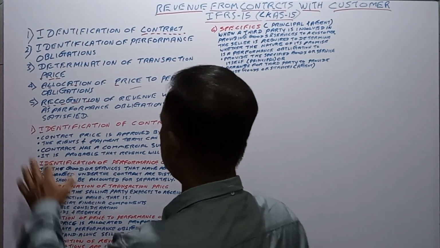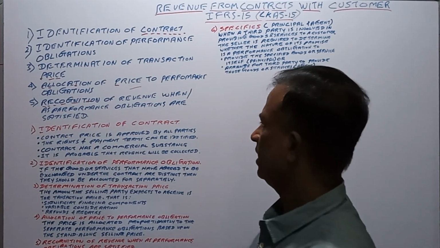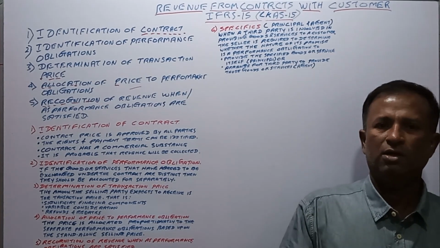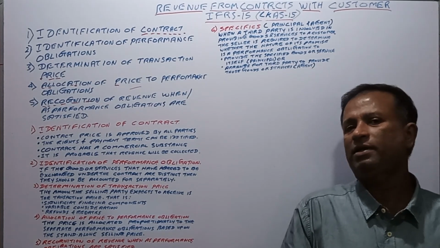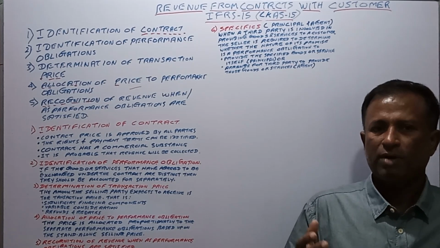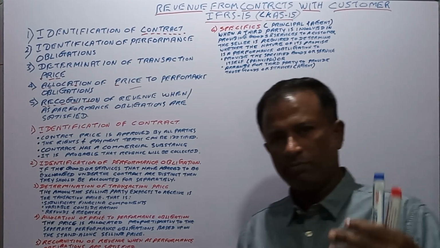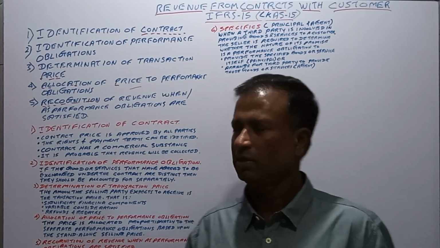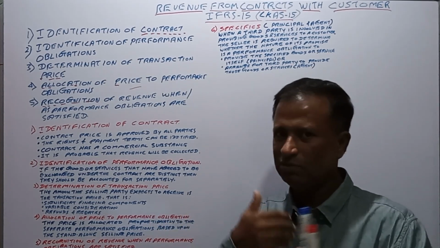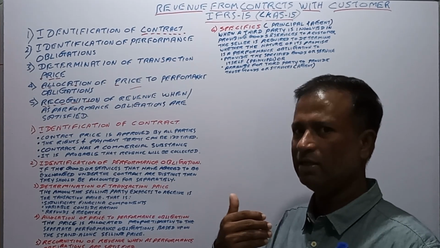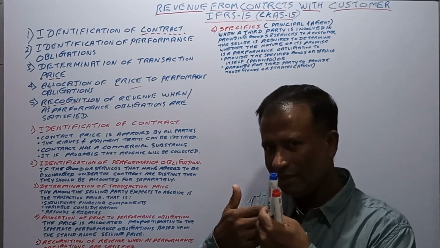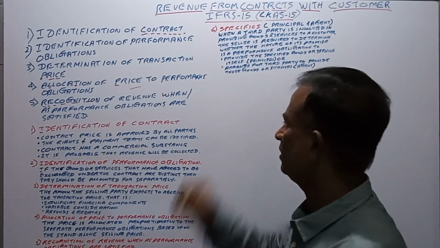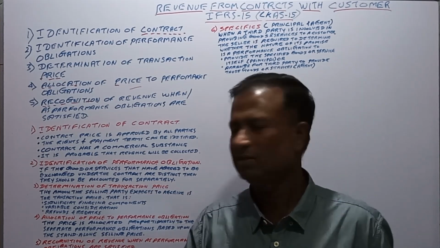First of all, identification of contract. The contract price is approved by all the partners to the contract. Partners to the contract means seller and the buyer, right? So when you are purchasing goods, the partners to the contract are you and the retailer, and you are agreeing to the price. That's what it means that the contract is approved by all the parties.